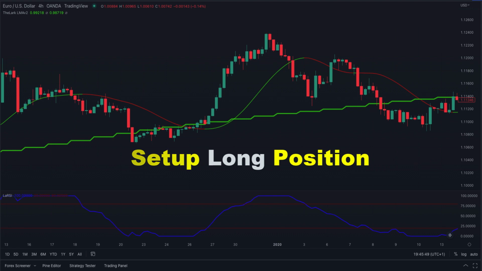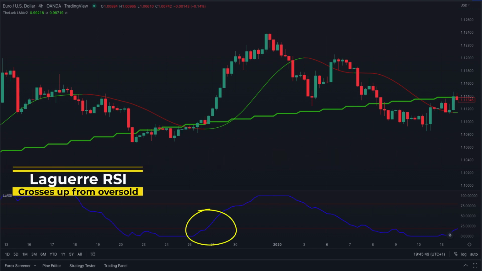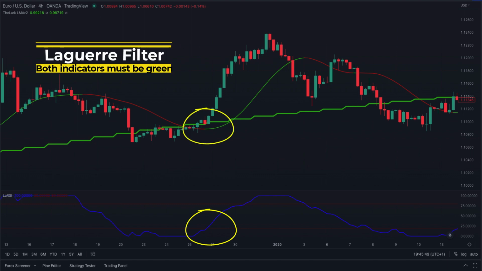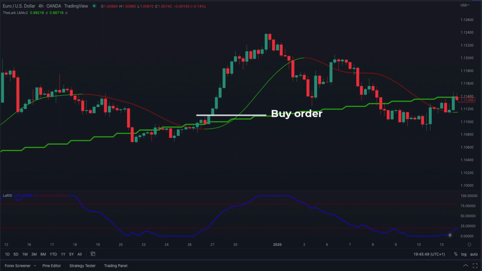Now, let's see the rules for a long position. First, wait for a bullish cross from the oversold zone of the Laguerre RSI. Second, Laguerre filter multi-time frame must be bullish, that is, both lines must be green. Finally, we place a buy order at the close of the candle. Then, we place a stop loss order at the 4 hours Laguerre filter. The take profit order will be set at 2 times the risk.